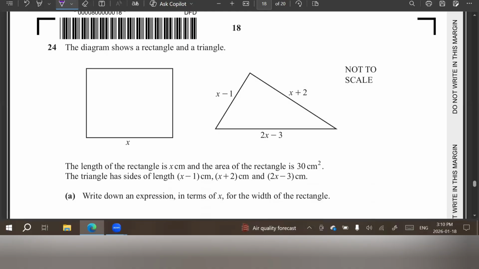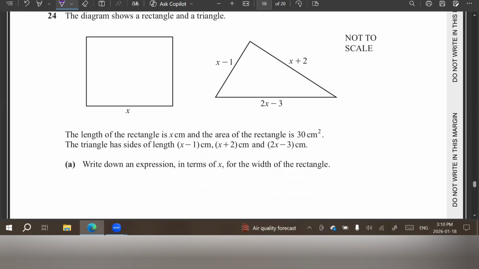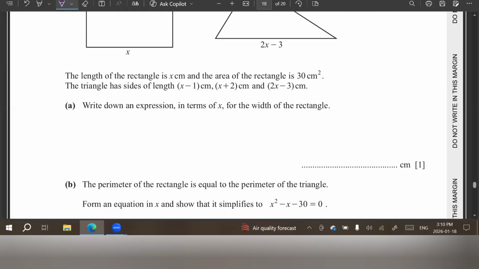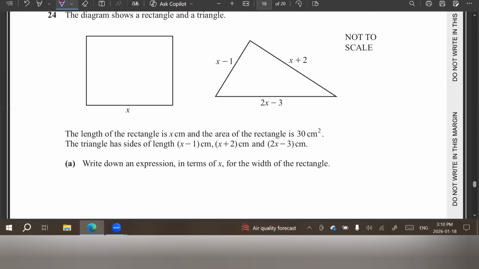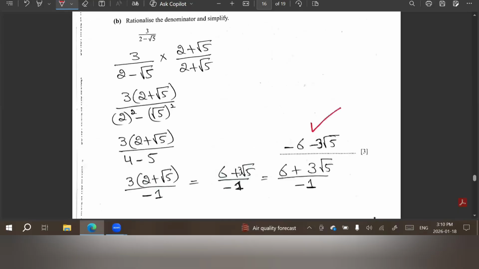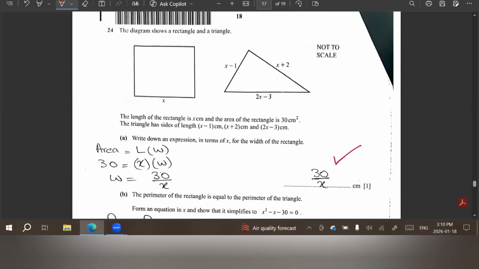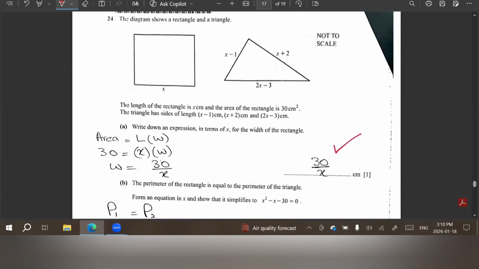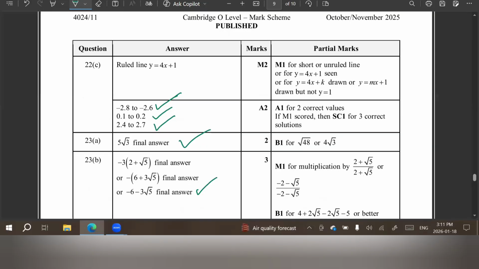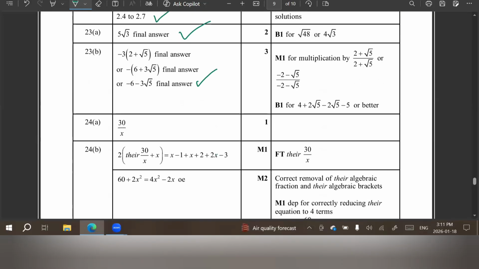And this is question number 1. It's a one-mark part. Because I know the area of this rectangle, I can easily find the expression for its width. Area is equal to length multiplied by width. The area is 30, the length is x, the width is the question. So the width will be equal to 30 by x. So I think this is done.